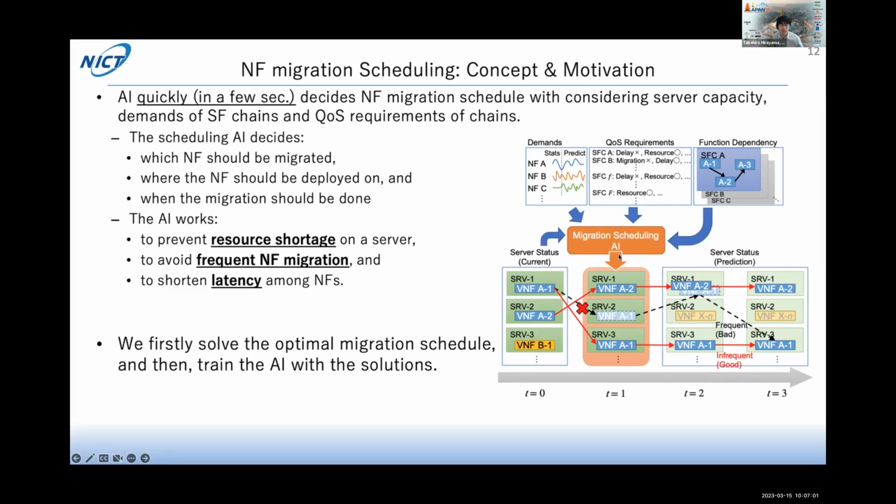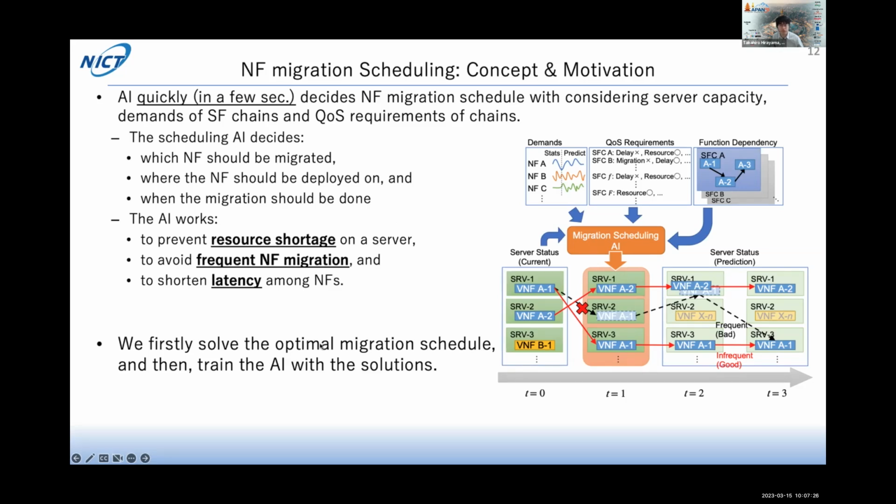This figure shows an example. Scheduling AI determines that VNF A1 should be migrated to server 3 at the time T1. This is because the VNF will be migrated frequently if VNF A1 is migrated to server 2, like this flow. This scheduling AI works to prevent resource shortage and frequent NF migration.